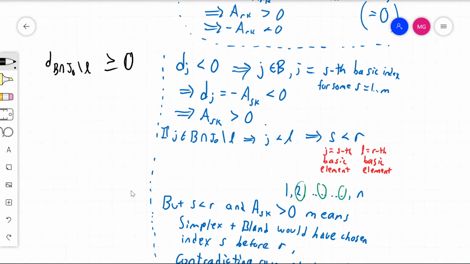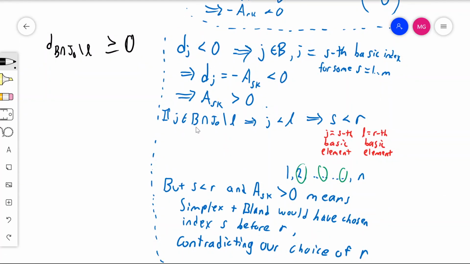But that's going to be a problem, because now let's suppose not only that j is a basic index, but that it's one of the indices we're currently considering, the fickle basic indices besides L. If it's fickle, then it must be less than L, because L is the largest of the fickle indices. But if j is less than L, and j is the sth basic index, and L is the rth basic index, then that must mean that s is less than r.